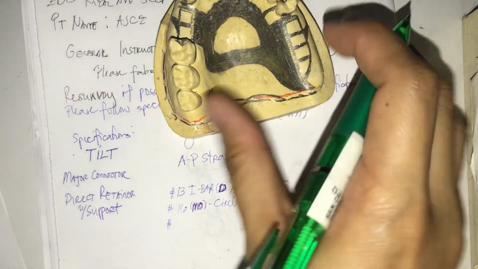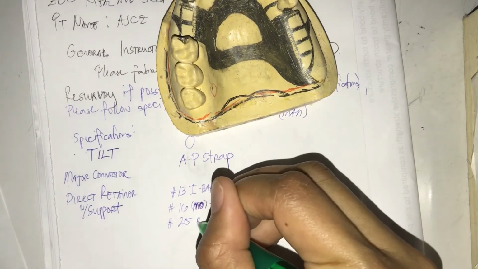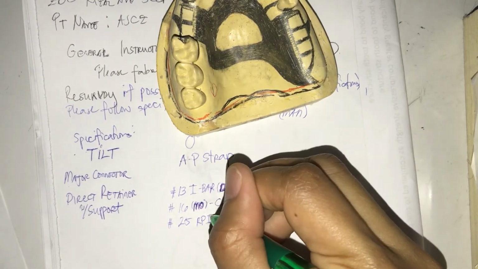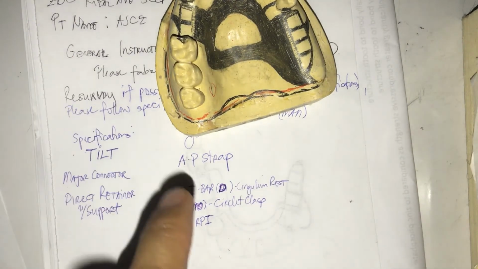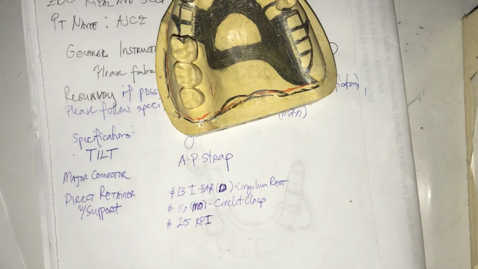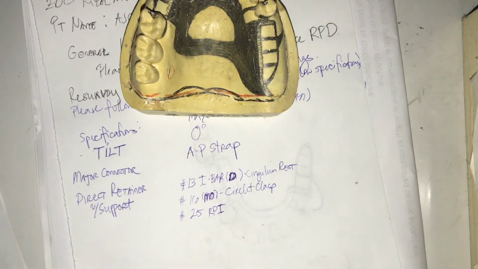So this is what? 2-5. Yep. So tooth number 2-5, I'll just write RPI. And I do not need to write MO. Why will I not need to write MO? Because it's already RPI. So what does this mean for RPI? RPI has a mesially located rest, a proximal plate at the distal, and an I-bar as a direct retainer. So yeah, there. It's already complete. RPI. So that's for the direct retainer.